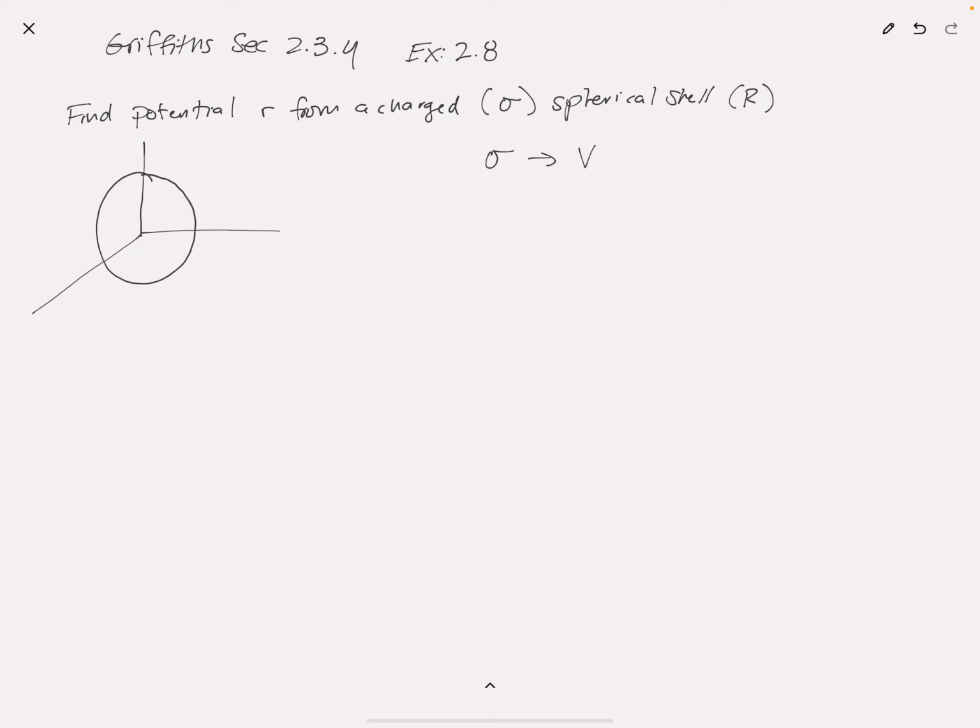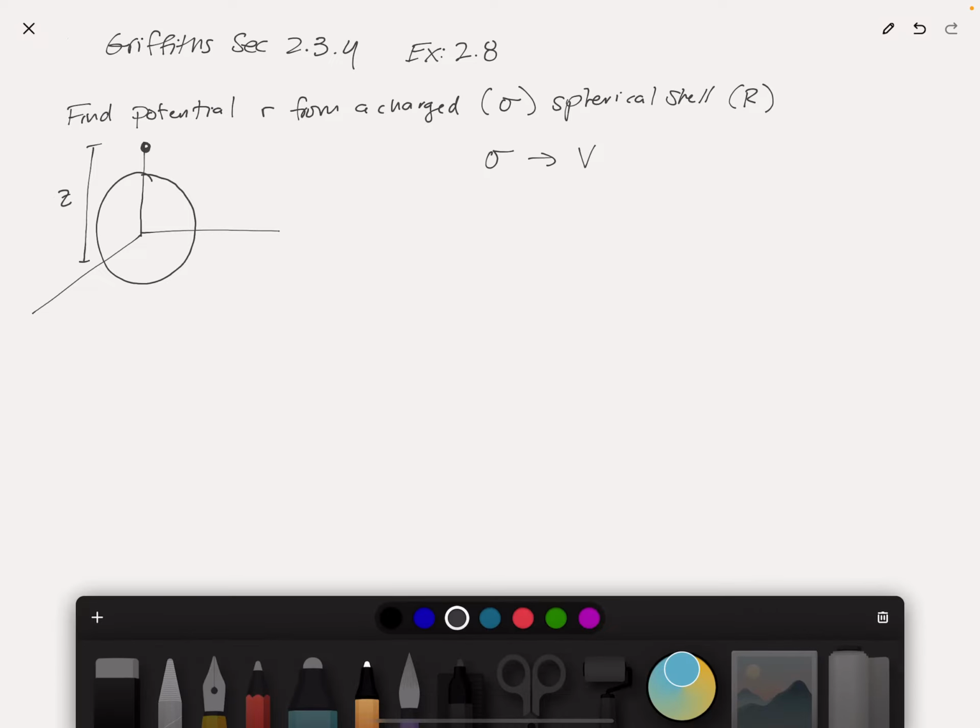I want to know what the potential is at some point in space, and because my spherical shell is uniformly charged, I can pick any arbitrary point in space without loss of generality. So I'm going to pick a point on the z-axis that I want to measure the potential at. Let's say that's a distance z away from the origin.